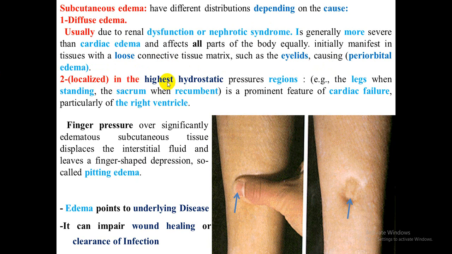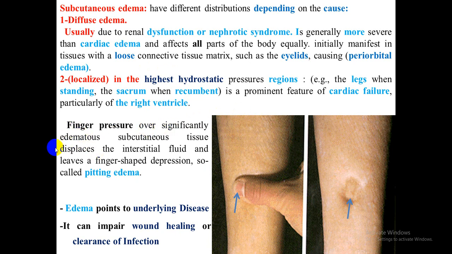Localized edema occurs in the region of highest hydrostatic pressure, for example in the legs with long standing. Edema in the sacrum, when the patient is recumbent, is a prominent feature of cardiac failure, particularly of the right ventricle. If we have failure on the right side, there will be blood hypoperfusion. This will induce the renin-angiotensin-aldosterone axis, leading to sodium retention. Sodium retention is associated with water retention and reabsorption, increasing the hydrostatic pressure, and the hydrostatic pressure will result in edema.